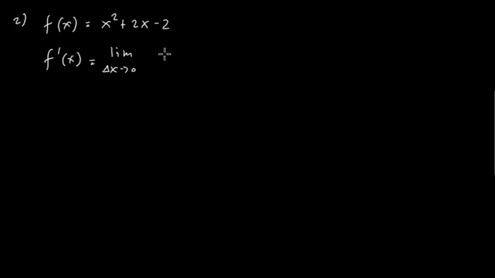Another example: f of x is equal to x squared plus 2x minus 2. Find the derivative of the function using the definition of the derivative. So the same formula. f prime of x is equal to the limit as delta x approaches 0 of f of x plus delta x minus f of x, and divide by delta x.